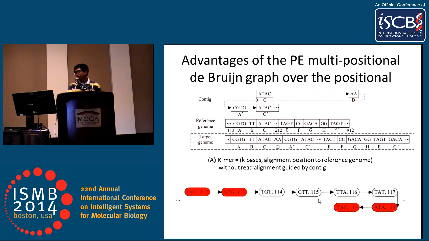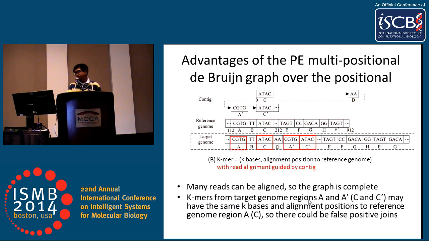It is a positional de Bruijn graph, and it is not so complete because a lot of reads cannot be aligned. And we have to use the pre-assembled contig to guide the read alignment. So more reads can be aligned, and the de Bruijn graph can be more complete. However, here the problem is k-mers from target genome region A and A prime might have the same k-basis and alignment position to the reference genome region A. So they may not be distinguished and are forced to be joined and result in branches. And similarly, k-mers from C and C prime might also be forced to be joined and result in branches.